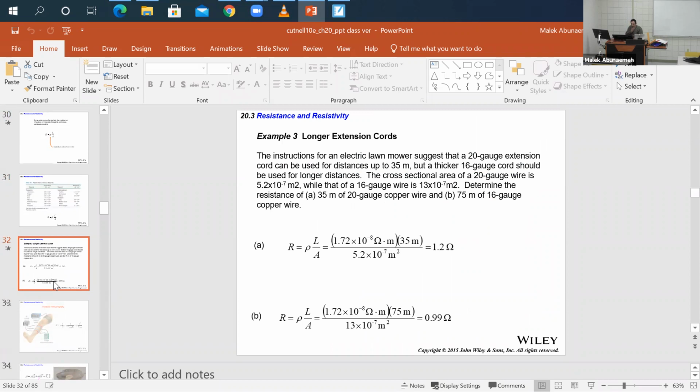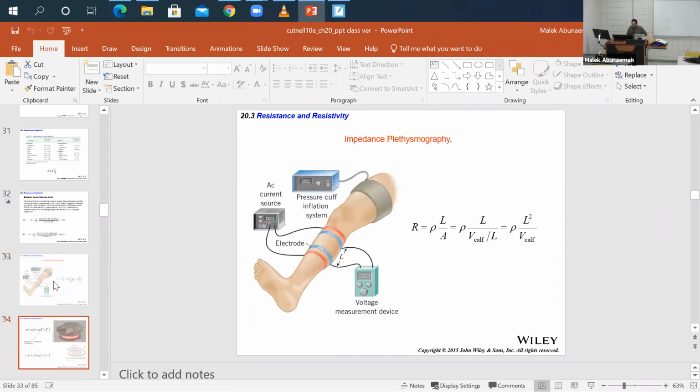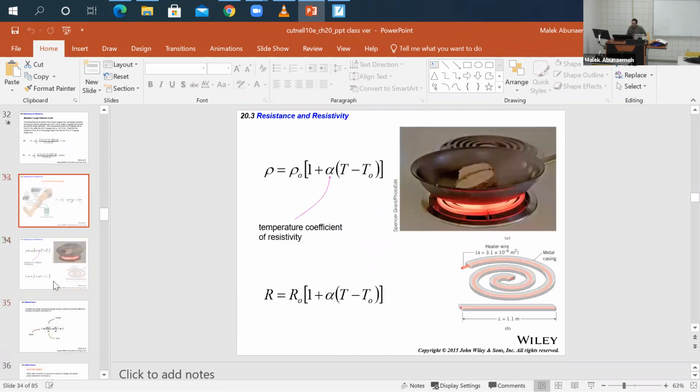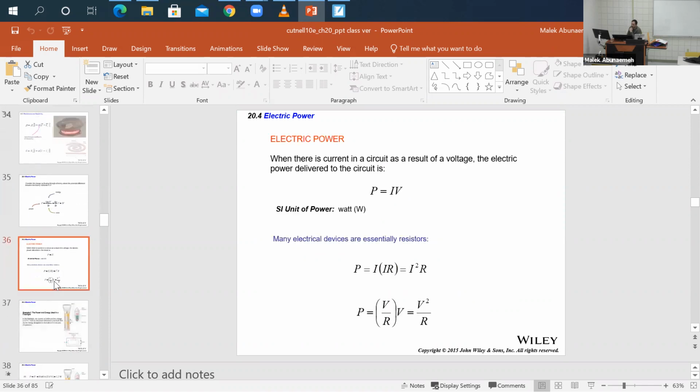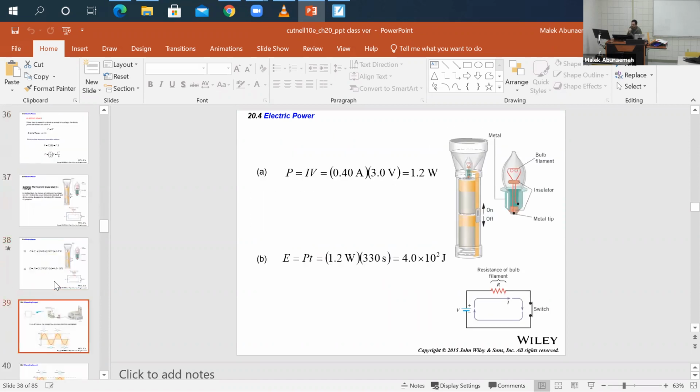Now, here are 2 examples. Go ahead and work on those examples. All right, now we also went through the power, which equals IV. We went through this a while ago. We went through electric power. Also, the power's unit is still going to be the watt.